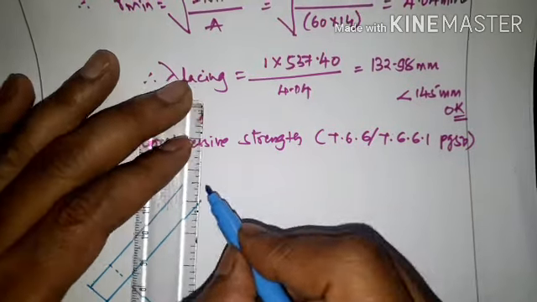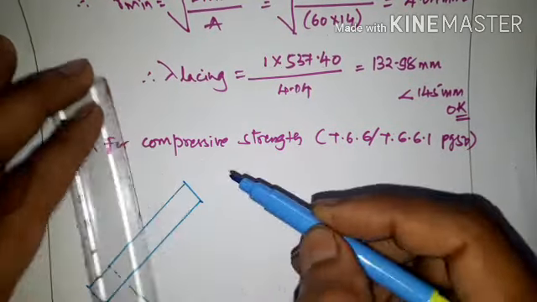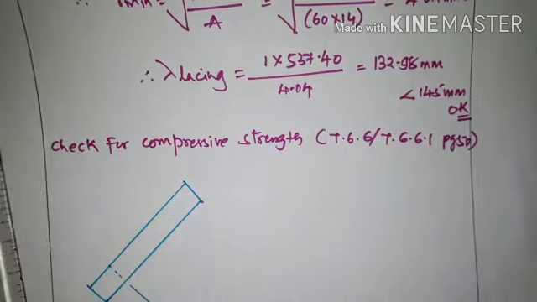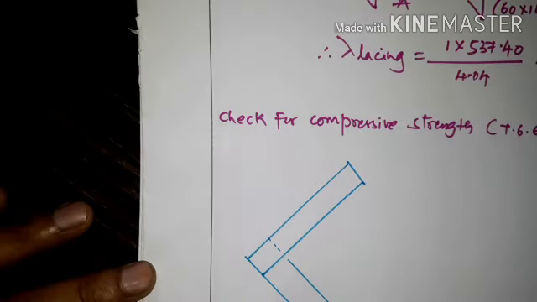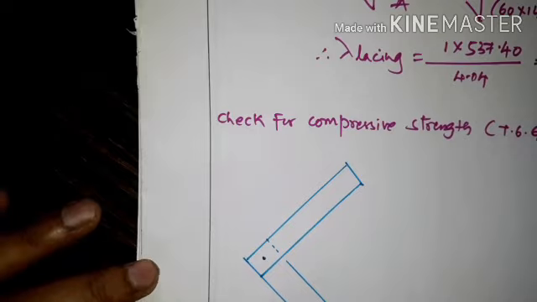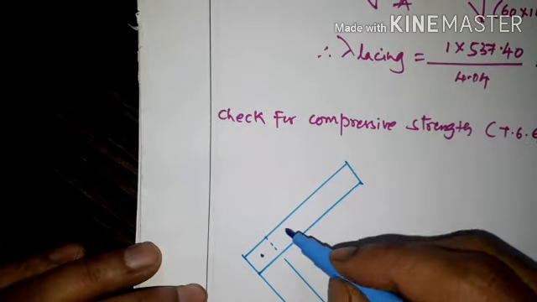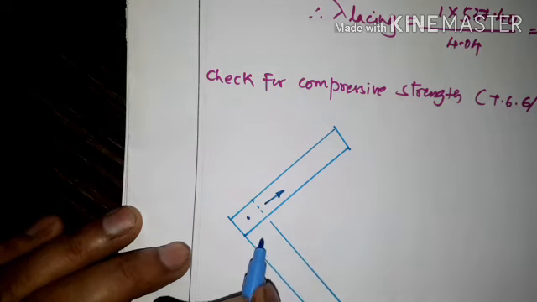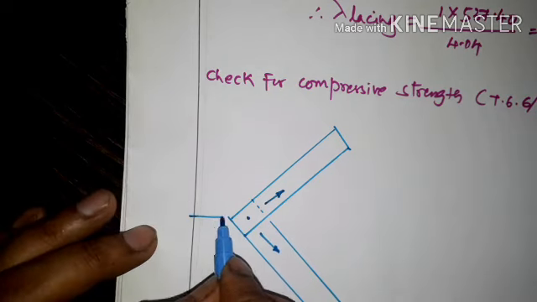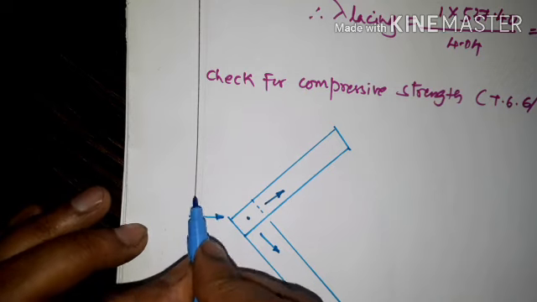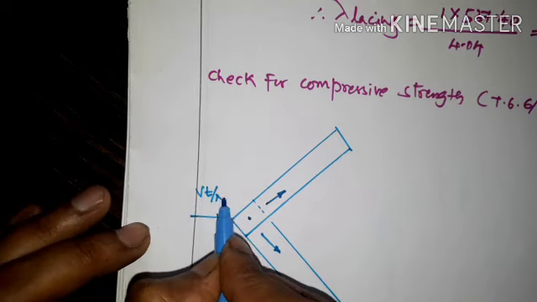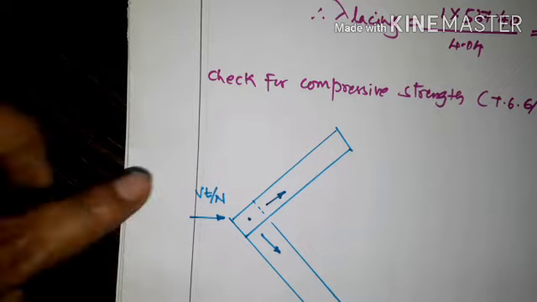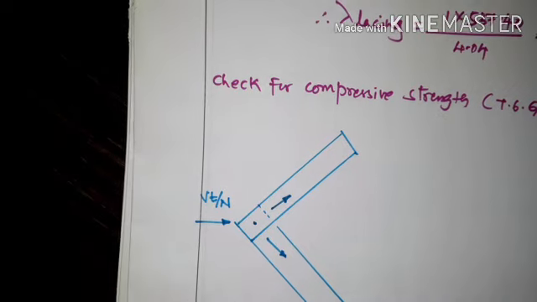Okay, we are putting lacings like this, and we have to find out the transverse shear. So that is the shear transferred like this. So that is Vt by n. The transverse shear Vt divided by n, where n means the number of plates.